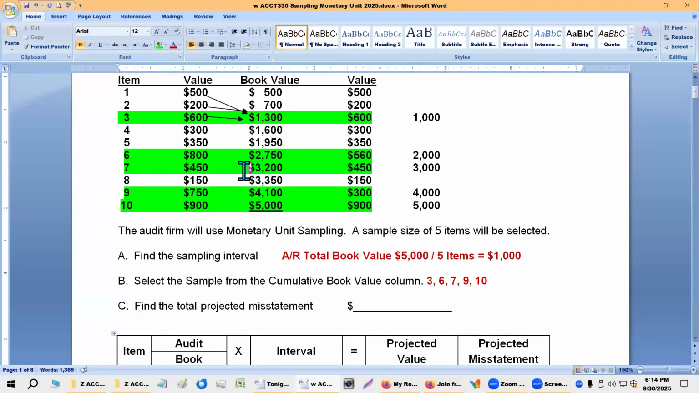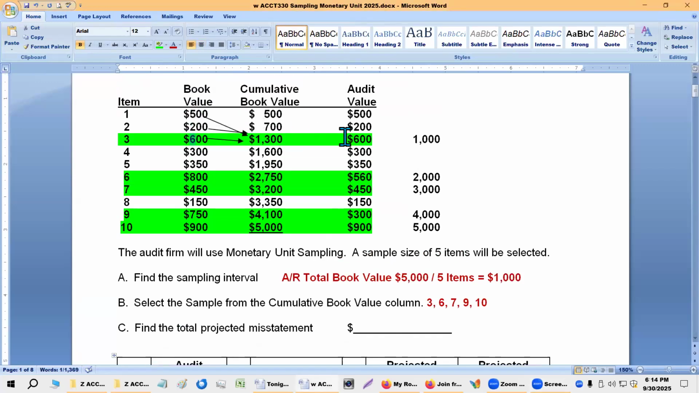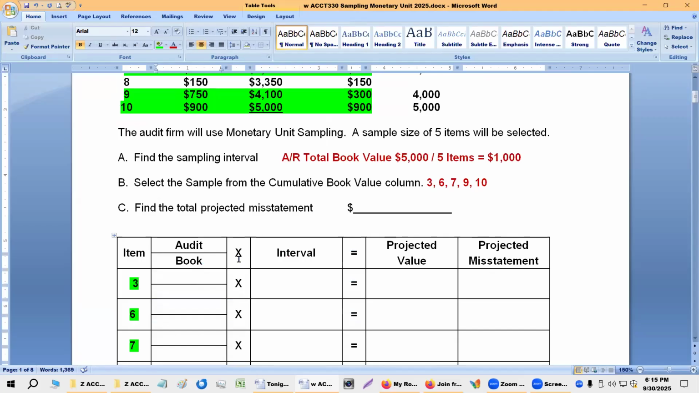Okay. All right, so let's look at number 3 here. The audit value is 600. And the book value is 600. Okay, so we'll put those in here. So this is 600 for the audit, and the book is 600. We're going to multiply that by the interval, 1000.